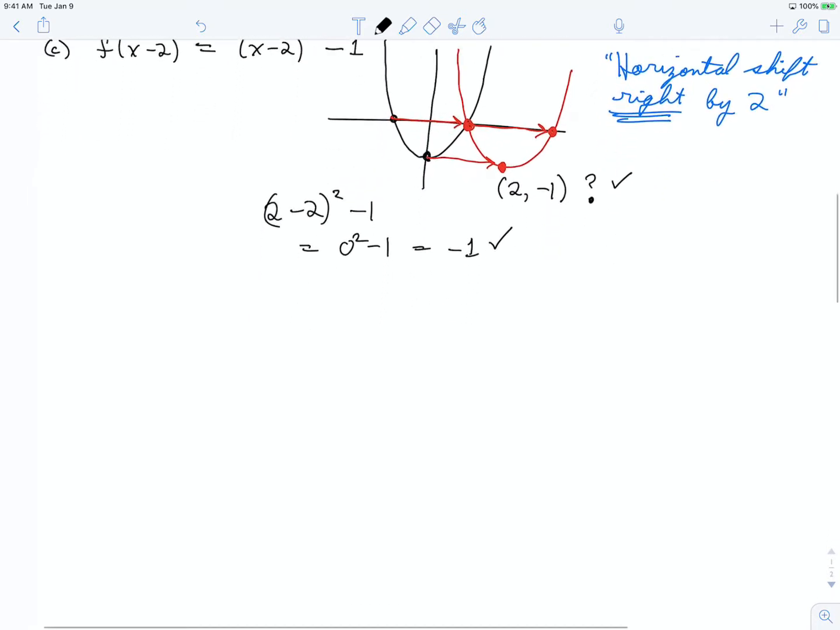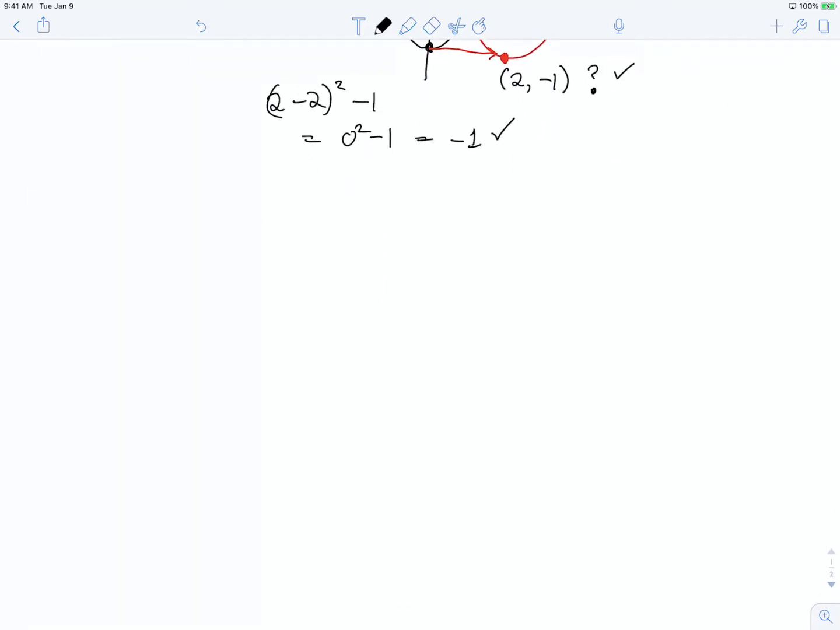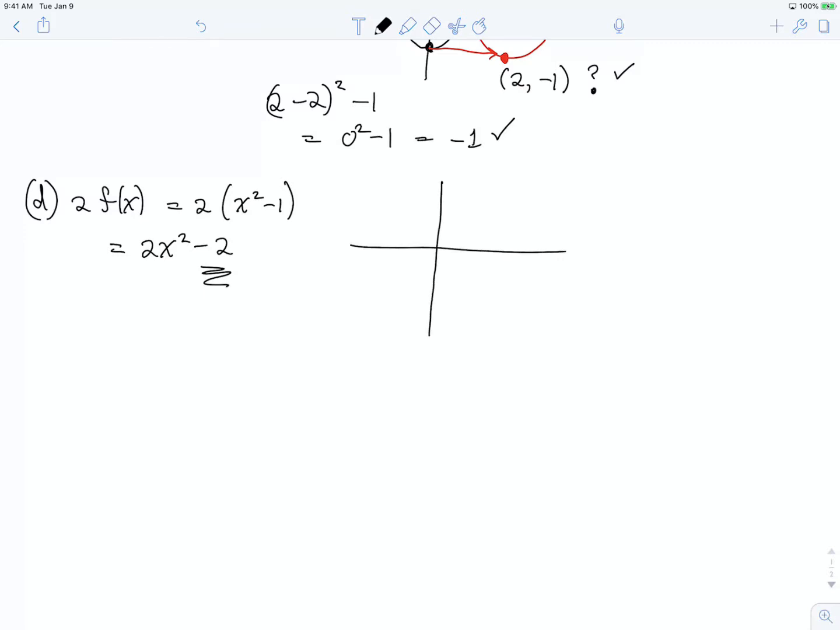Okay, so let's move on to part D, 2f of x. So let me write that down here at the bottom. Part D, 2f of x. And I'll start with the formula again. This is 2 times parentheses x squared minus 1. And this time I will FOIL it out, or distribute it rather, because I will use this formula to see what the graph is. The y-intercept of this formula should be at -2.